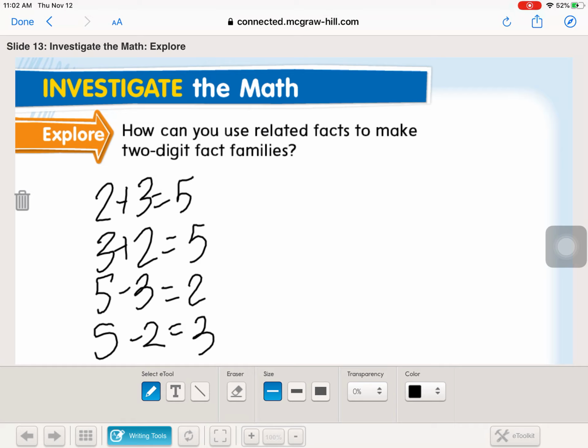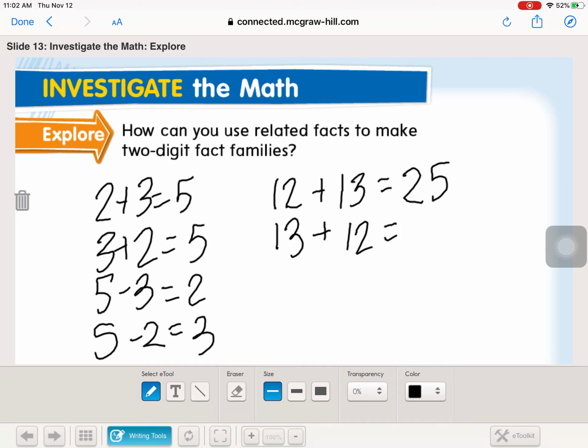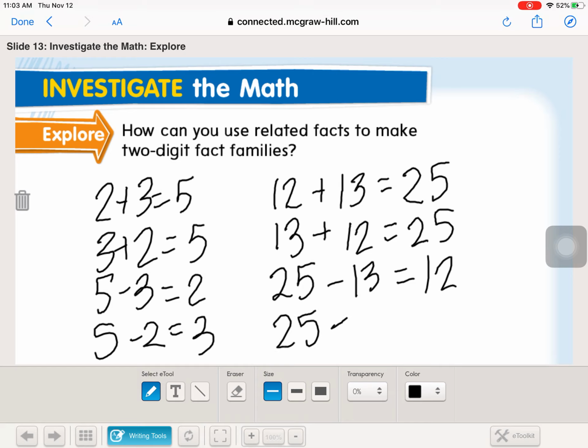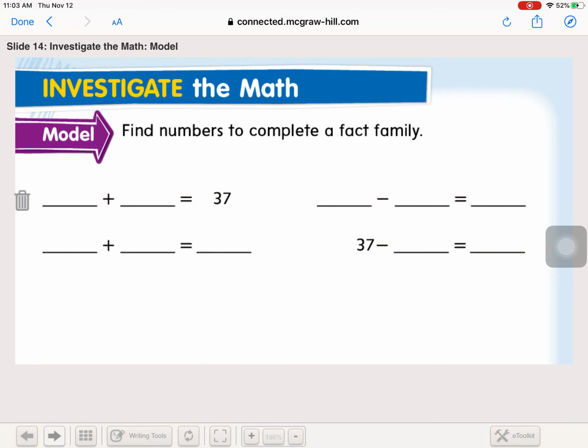Okay, so how can we use related facts to make two-digit fact families? Well, let's say we have 12 plus 13, which would equal 25. We can flip that around. 13 plus 12 equals 25. And then we can do our subtraction facts. 25 minus 13 equals 12. And then flip our parts again. 25 minus 12 equals 13. So there's an example of how we can use our related facts to make two-digit fact families.